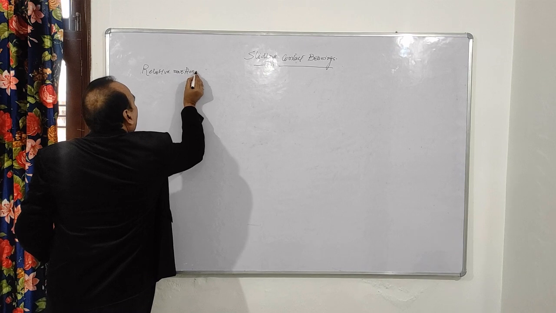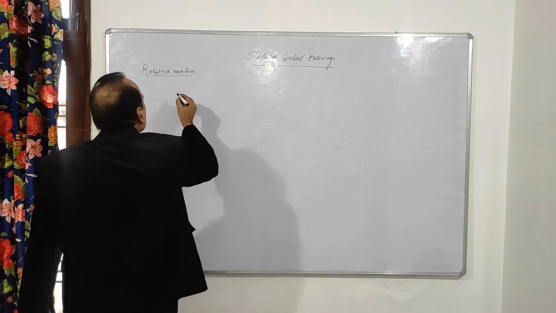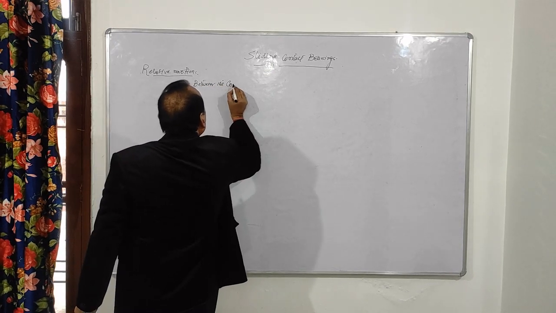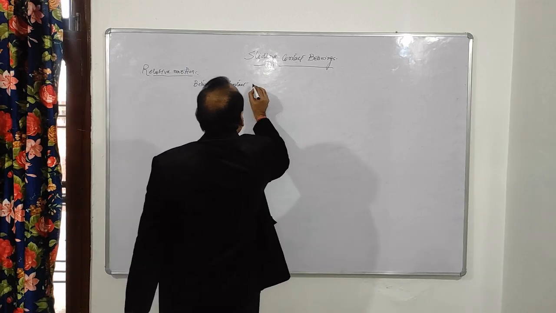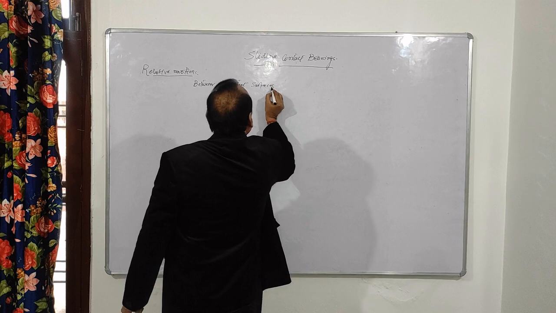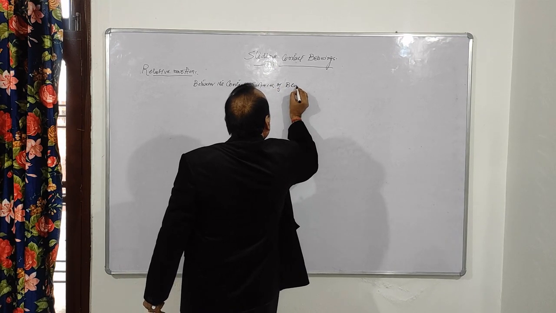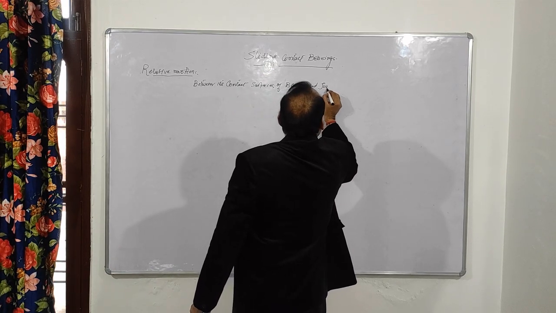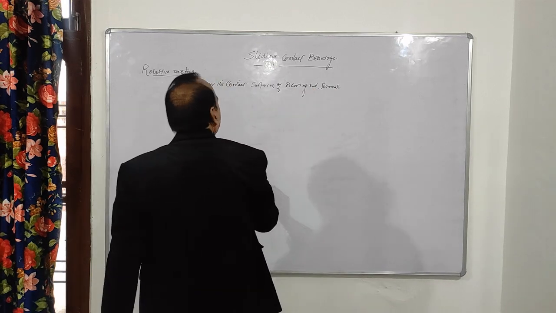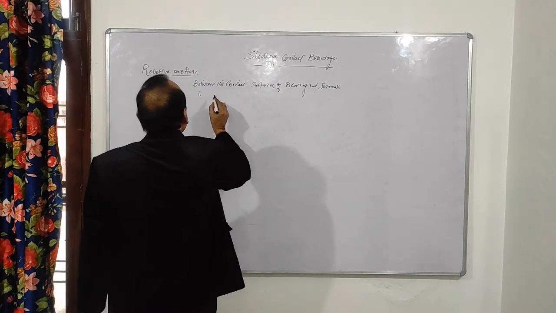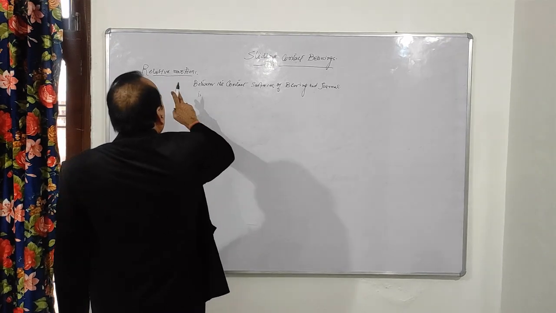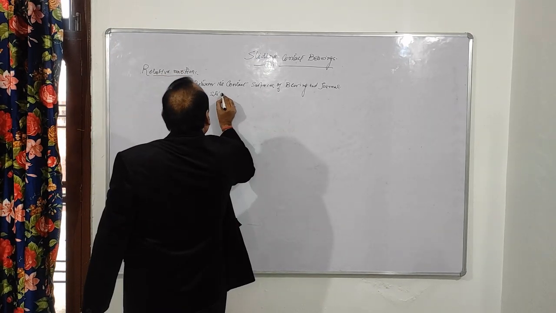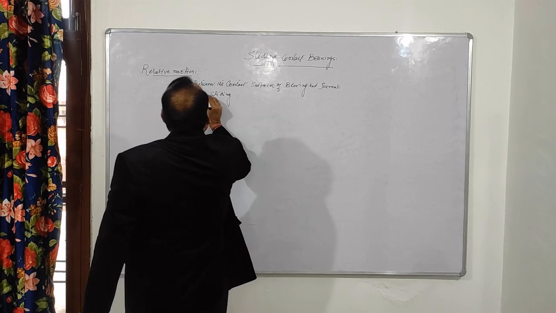I will write down that relative motion between the contact surfaces of bearing and journal is sliding, or you can say is in sliding motion.